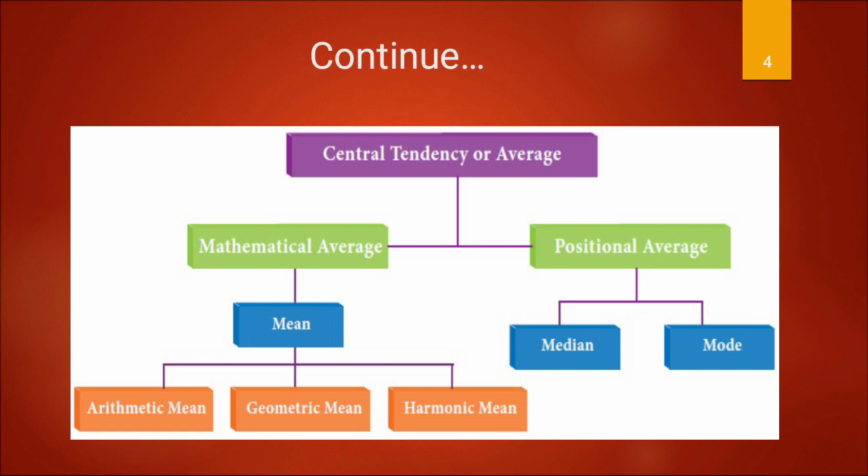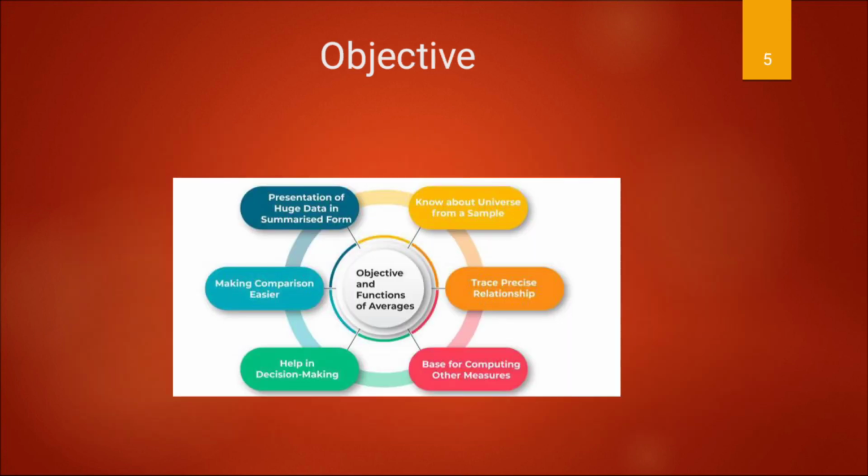Central tendency and average basically give an average value. Central tendency or average can be divided into two parts: mathematical average and positional average. In mathematical average, mean is further divided into arithmetic mean, geometric mean, and harmonic mean. The second one is positional average, which can be subdivided into two parts: median and mode. So move to the next point.